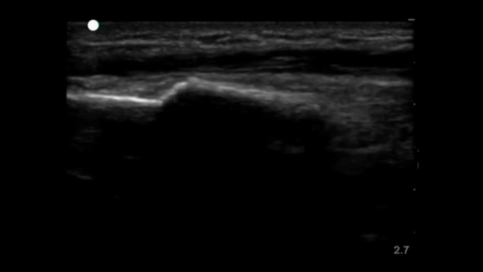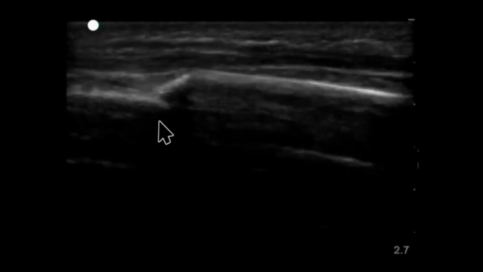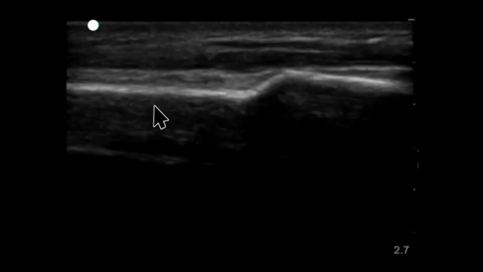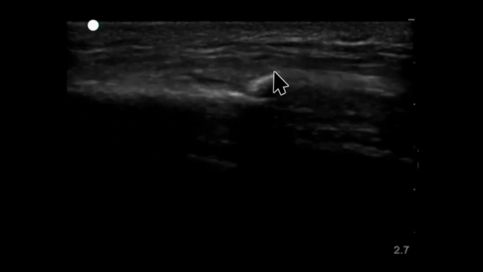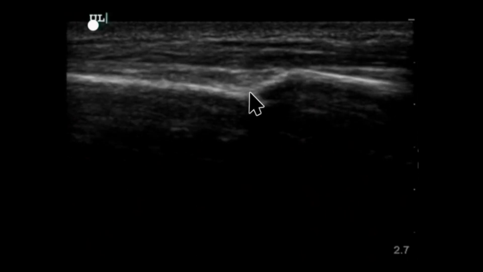This is an ulna with a step-off deformity. One cortical defect is noted here, and we can see the next cortical defect noted here. So there are actually two cortical fragments along the ulna in this case.